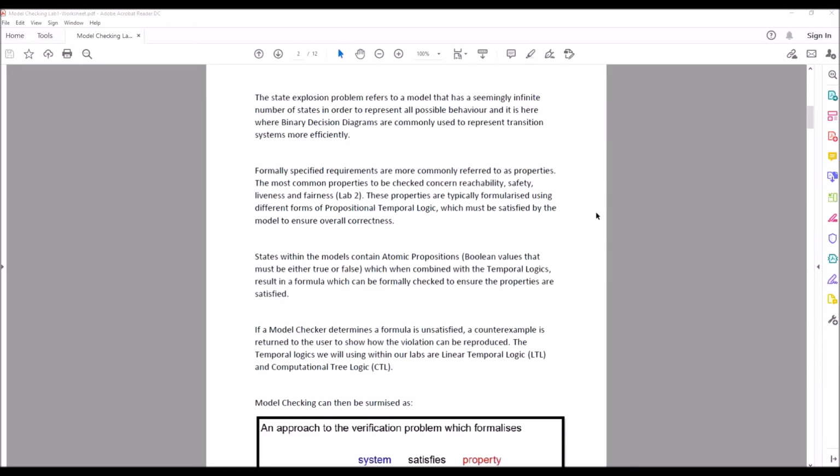And when they are infinite, you can get a thing called the state explosion problem, which refers to a model that has a seemingly infinite number of states in order to represent all possible behaviors. It is here that binary decision diagrams, which we saw in our previous labs, or BDDs, are commonly used to represent transition systems more efficiently. As you saw, with our decision trees we were able to apply our tree rules to reduce the number of nodes and terminals, and reduce the memory space required, and also improve our time for classification.